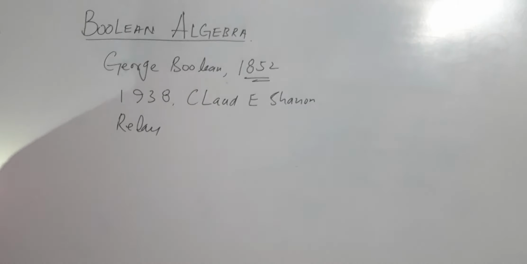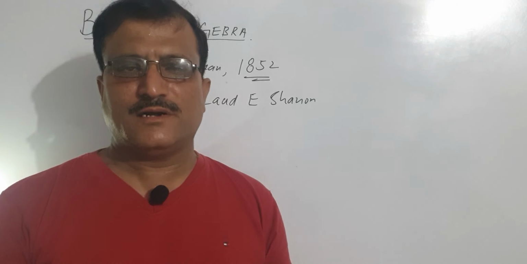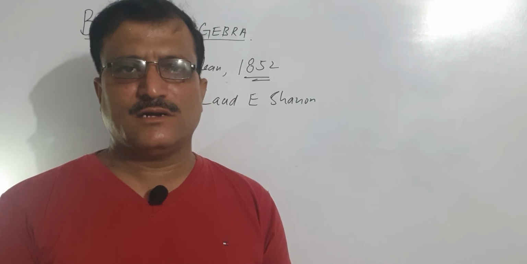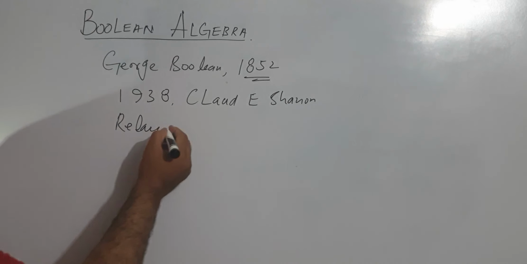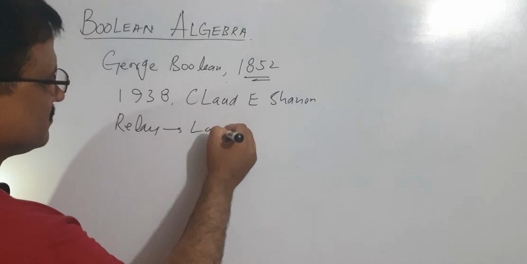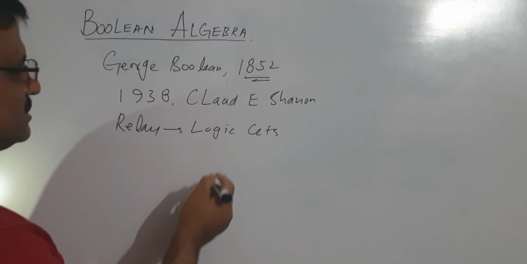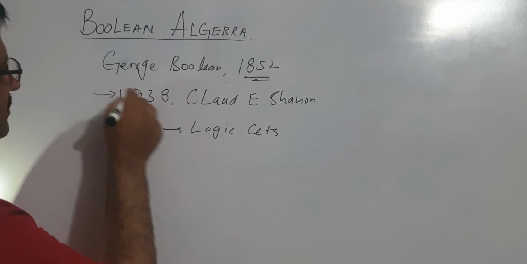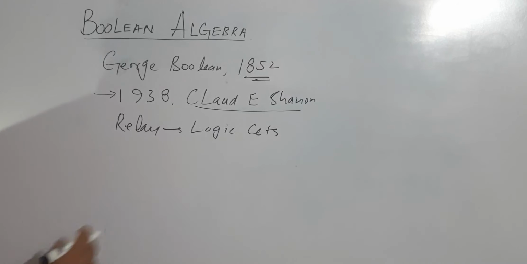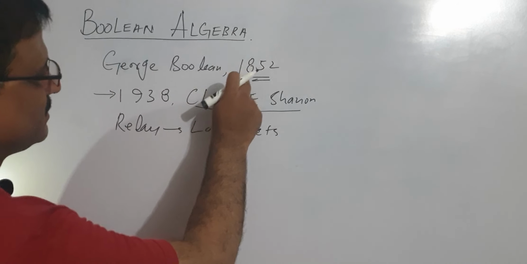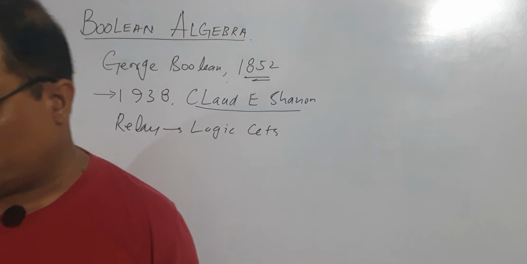You know, a relay is an electromechanical switch. So it is a switch which can operate through electrical signals. We connect the electrical signal and then we make the mechanical contact. So the relay-based logic circuits were using Boolean algebra back in 1938, and it was done by Claude E. Shannon, whereas you can see that this algebra was invented back in 1852. So this was a brief history of Boolean algebra.